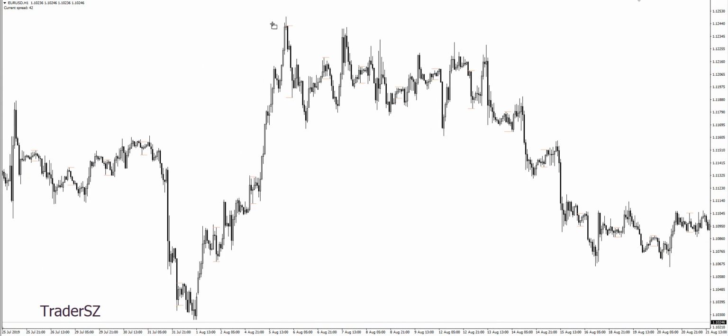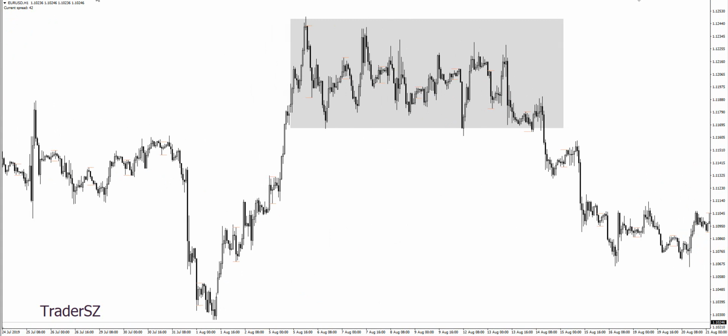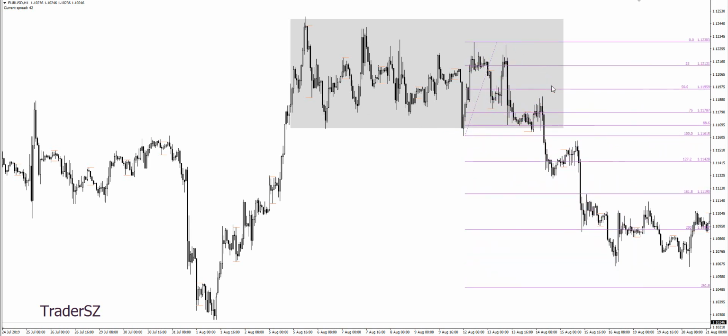Say for example this is a range. We've broken out of the range. How far is it going to go down? One way is to use the same technique. What's the lowest point? There. The highest point there. So I've marked up my fib extensions.